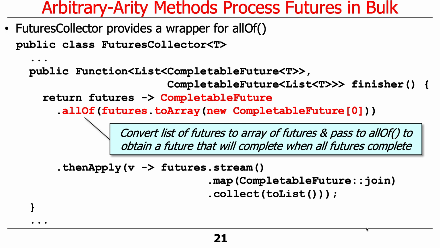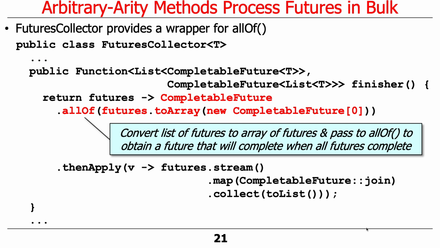it's going to convert it into an array. So now we're going to have an array of completable futures, and it's going to pass that array of completable futures, which corresponds to the array list, to the CompletableFuture allOf method. And allOf is just what comes out of the box from CompletableFuture, an arbitrary-arity method. This will convert the array of futures and return a single future that will complete when all of the completable futures passed to it in this array have completed.